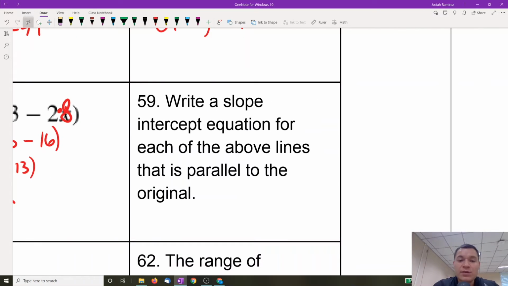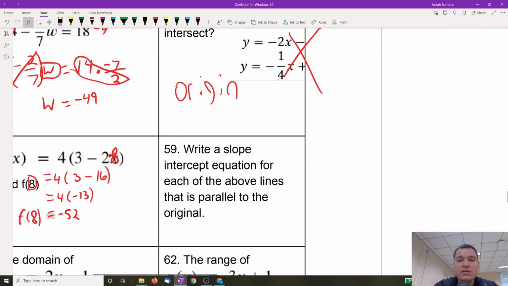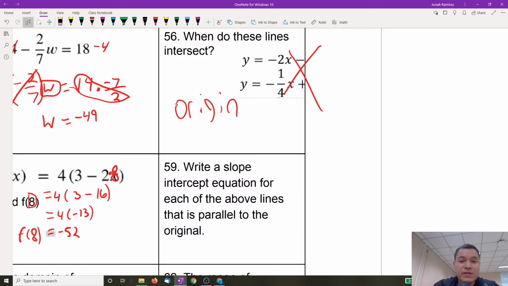Find the slope-intercept equation for each of the above lines that is parallel to the original. Well, you could still do this, so just do the same slope that you see in number 56, y equals negative 2x, and then just add something to it. Change the y-intercept.